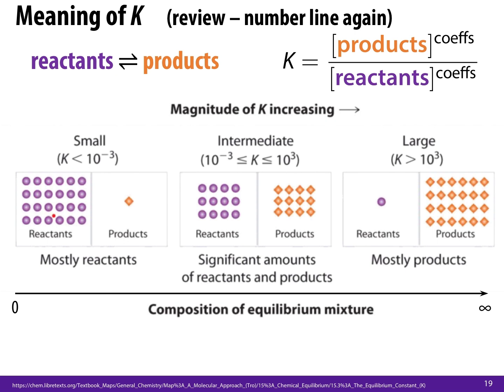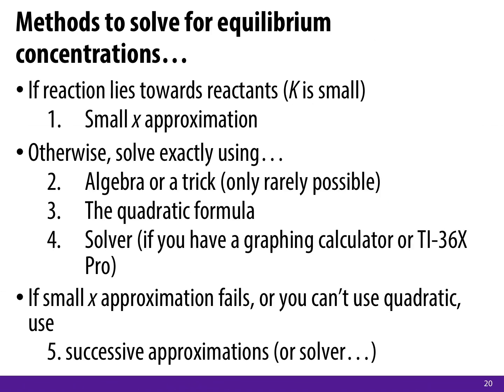If the reaction really favors reactants strongly, we'll be able to make additional approximations that will make the math a lot easier. Okay, so next we're going to build in these next steps that go through how to solve for the equilibrium concentration. So we'll go through these in turn, but these are the 5 methods that we could use to solve for equilibrium concentrations.